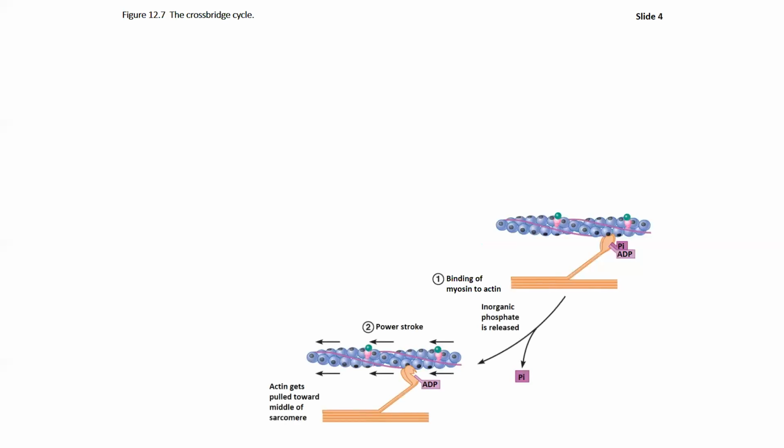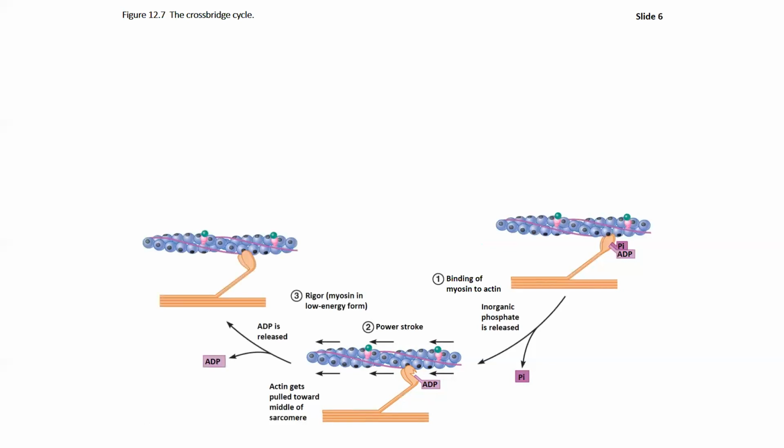The release of that phosphate is what causes the power stroke. Again, the power stroke is the head of myosin, now bound onto actin, dragging the actin filament along. That's your power stroke. The next step is the ADP is released. So myosin has nothing bound to it, and in this state it is still tightly bound to actin. It's going to stay tightly bound to actin unless something else happens. This is step 3, called rigor.